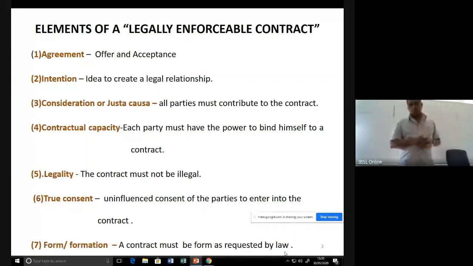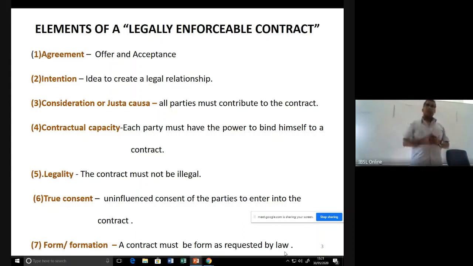Contracts can initially be divided into two categories. Category number one: some contracts are not legally enforceable. They are not enforceable in courts, not enforceable in law. There are other types of contracts. The second type is legally enforceable contracts. That means when it is breached, you can go to courts and enforce it. Those are the two types of contracts that we enter.